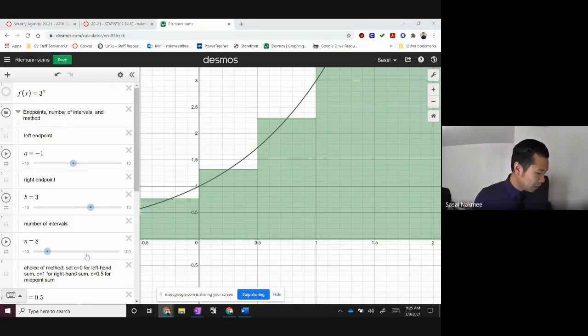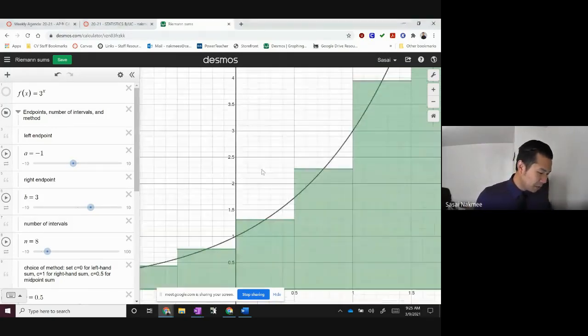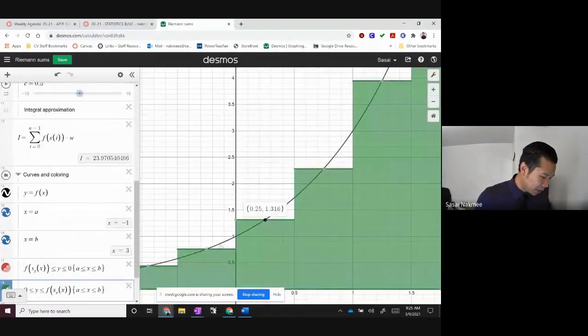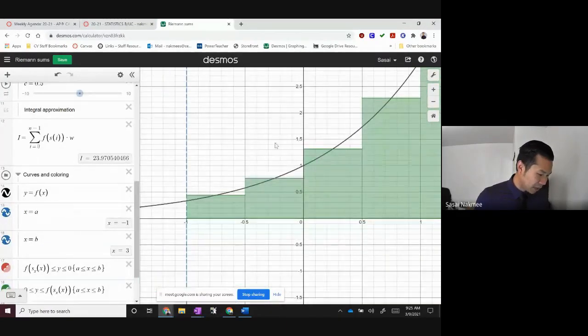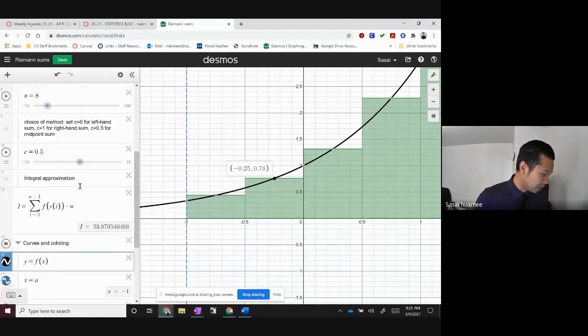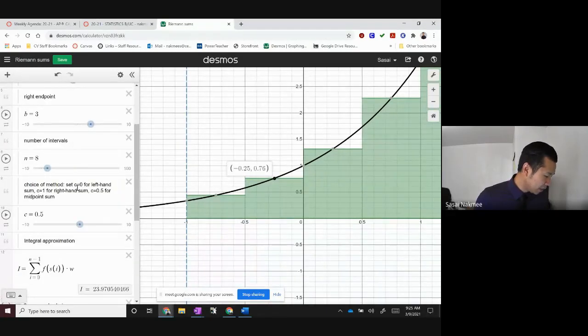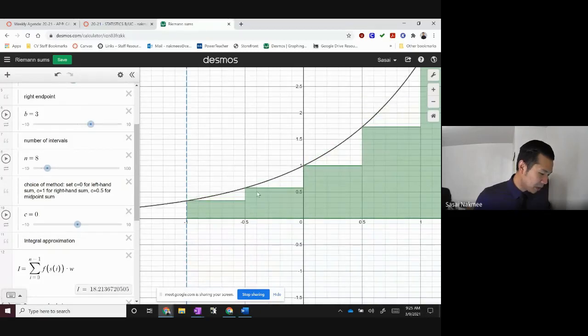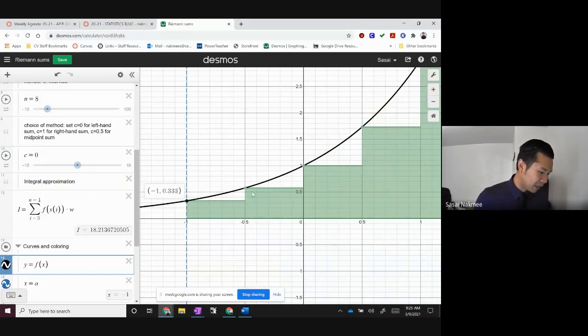Okay, so right now it's currently set to the midpoint value. As you can see, the height of each of these rectangles is at the middle of each rectangle, right where it meets the function. If I wanted the left-hand rule, I would just change this right here to a 0. So then all the values are on the left side of the rectangles, and the height of these ones will go where the function is.